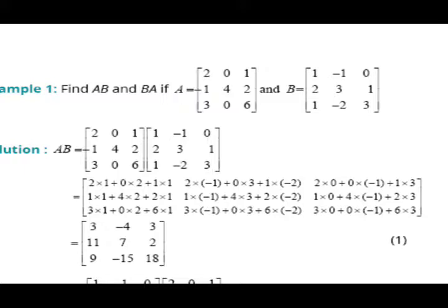Now we multiply the first row of A with the first column of B, the first row of A by the second column of B, then the first row with the third column of B. In the same process, we multiply the second row with the first column, second column, and third column. Horizontal line is row and vertical line is column.